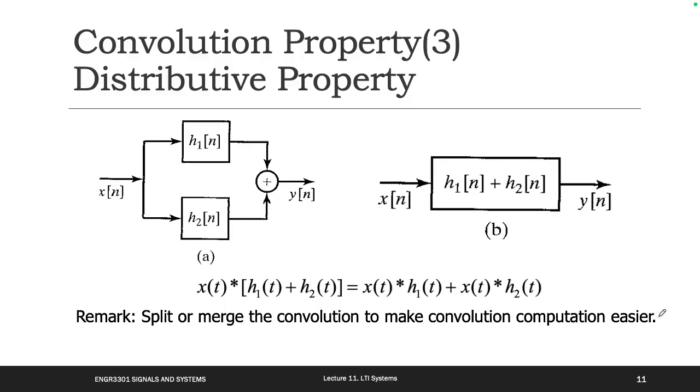You can split or merge the convolution to make the computation easier. Sometimes you can factor x(t) out, add h1 and h2 together first, and then convolve, which will make your convolution easier. Any questions so far? Okay, this is the distributive property.